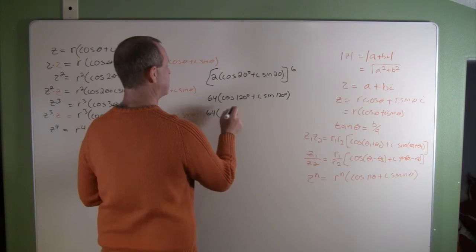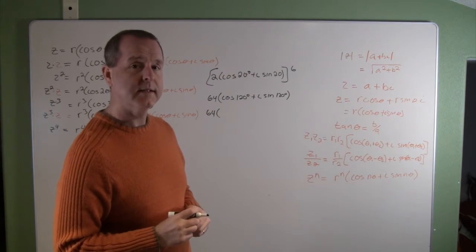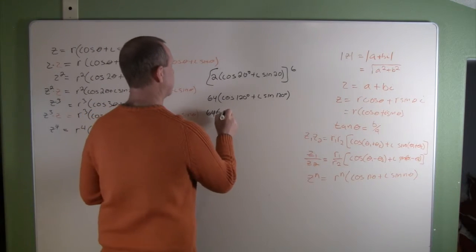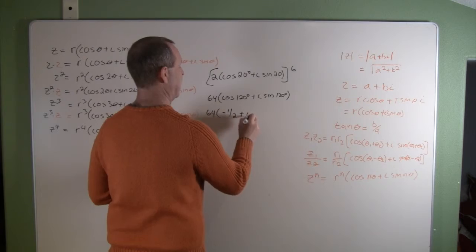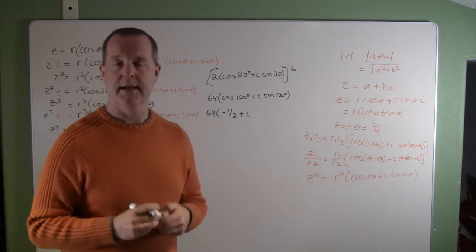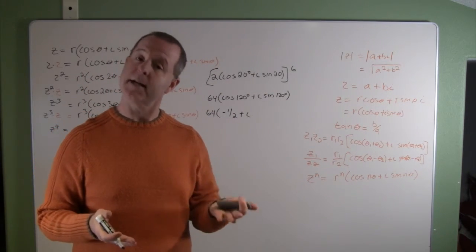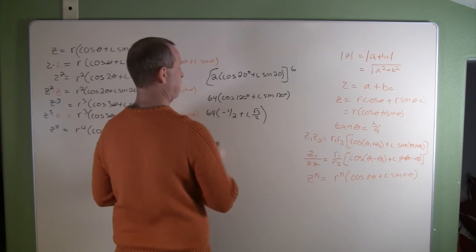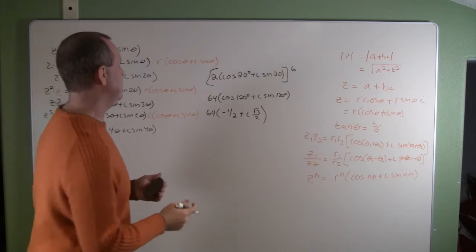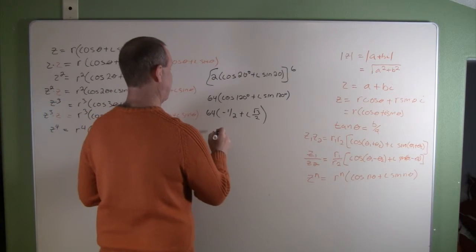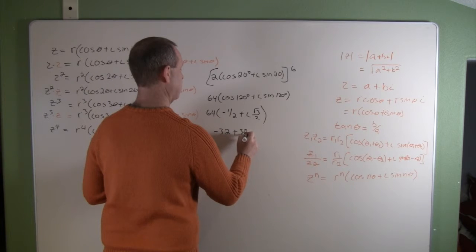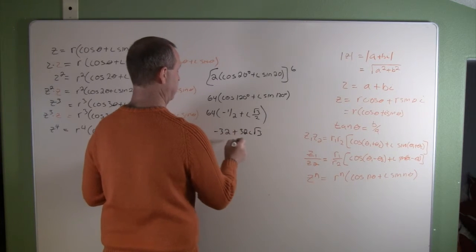64 cosine of 120 degrees. That's over in the second quadrant, and cosines are negative in the second quadrant, so that's negative 1/2. Plus i times the sine of 120 degrees, which is positive in the second quadrant, so that's √3 over 2. Now I can multiply the 64 out. 64 times negative 1/2 gives me negative 32, plus 32i√3.